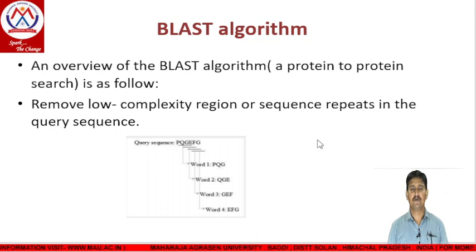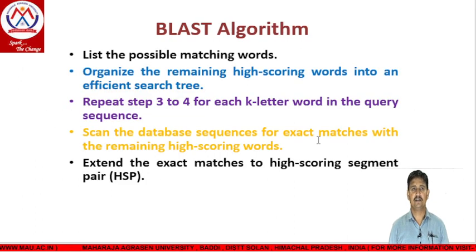We break them into words of 3 letters: PQG, QGE, GEF, and the fourth one, EFG. Similarly, we list the possible matching words from the query sequence with the database. Then we organize the remaining high scoring words into an efficient search tree.